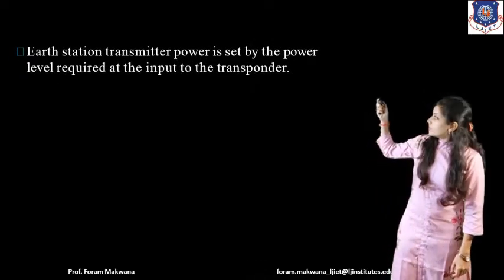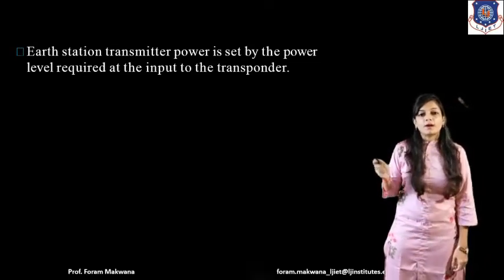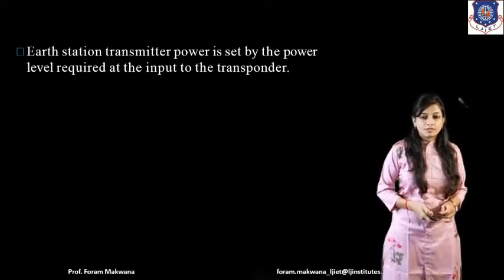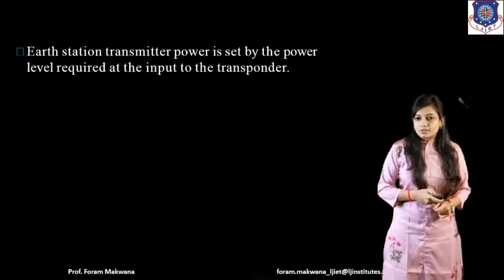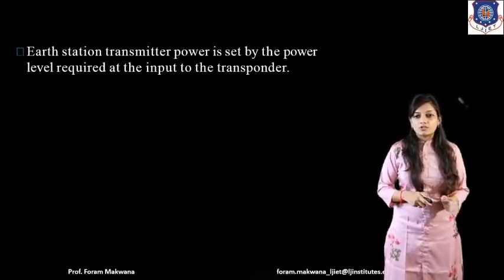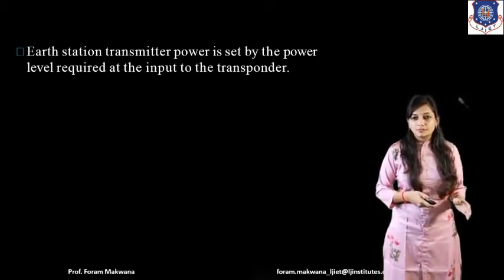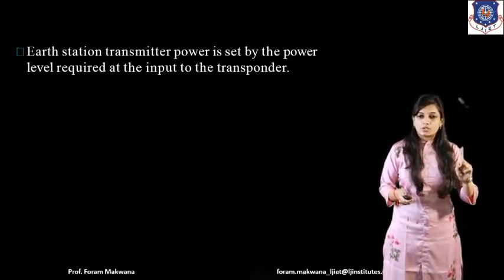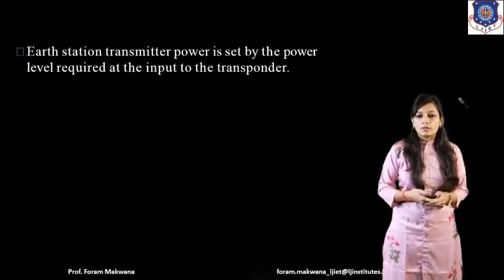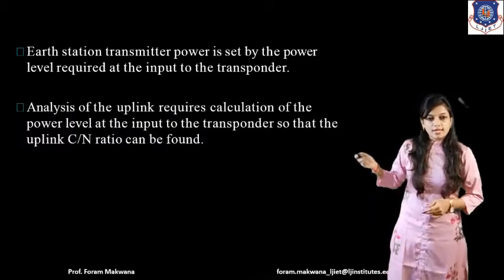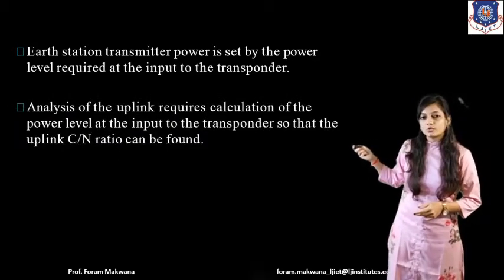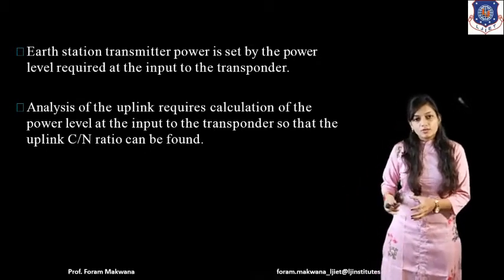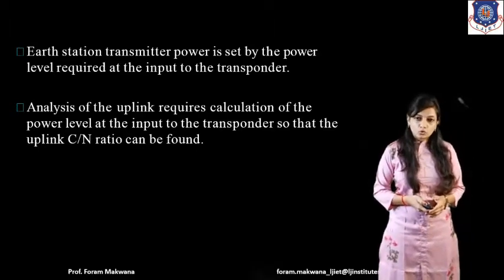Third point, the earth station transmitter power is set by the power level required at the input to the transponder. What different types of transponder have we discussed? Single conversion and double conversion. Single conversion means we do up conversion and down conversion only one time. If we do it twice, it is called double conversion. So the analysis of this uplink requires a calculation of power level. How much power is present in the transponder? So that we can calculate the uplink carrier to noise power.